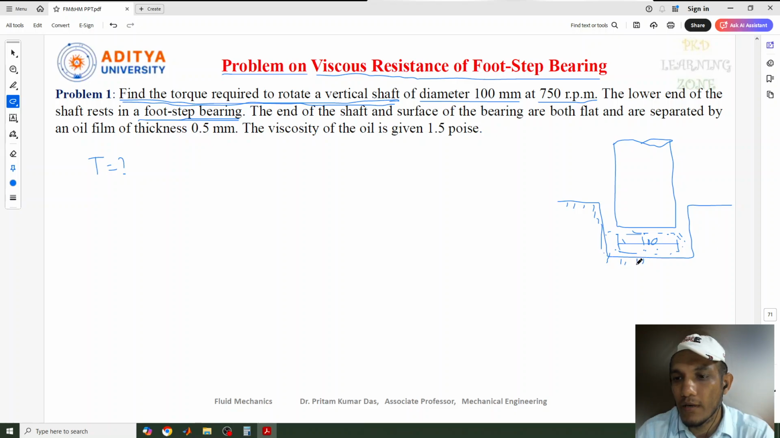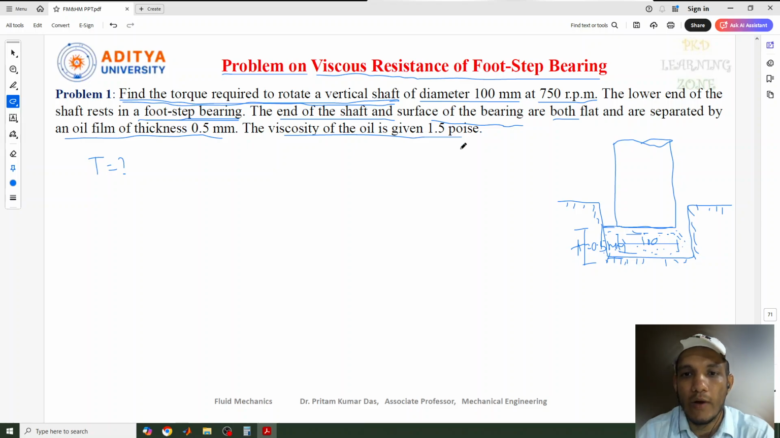If you have seen the last lecture, there I showed the picture of this footstep bearing. Now the end of the shaft and the surface of the bearing are both flat, and are separated by an oil film thickness of 0.5 mm. So the distance from here to here is nothing but t, 0.5 millimeter, and the viscosity of the oil is given. The oil used between the shaft and the bearing is 1.5 poise. So we need to find out the torque.